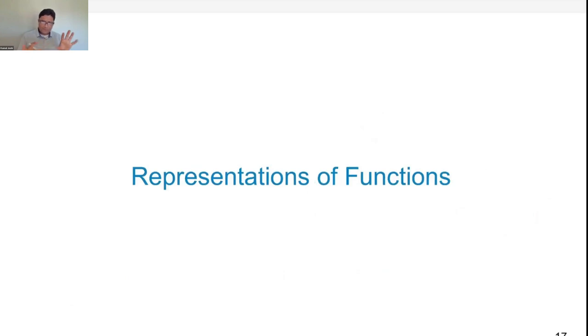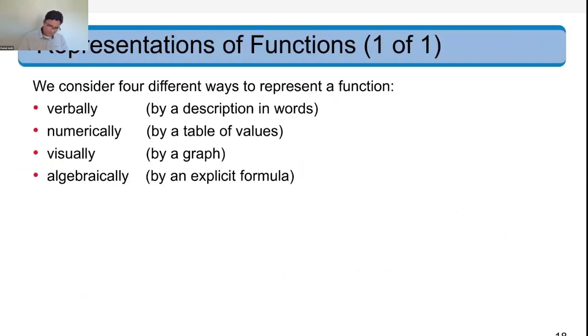Representation of functions. We have already covered the idea, but let's formally mention it. Verbally is a description, like you can say, the force of gravity between two objects is some constant times the product of the masses of the objects divided by the square of the radius between them. You can describe what the function is in words. Okay, that is verbally.